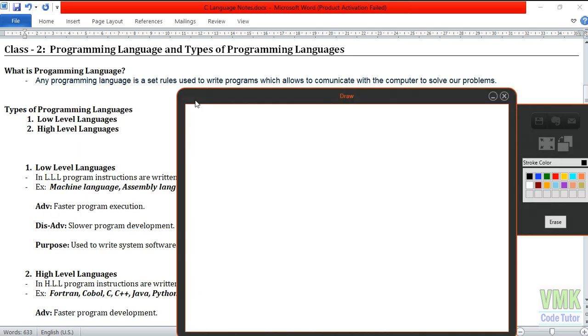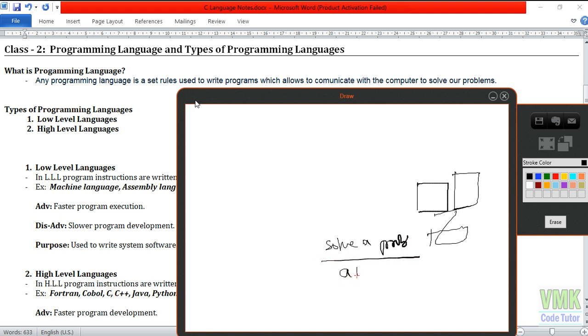Suppose assume that this is a computer. In the computer we want to solve a problem. What is the problem that we want to solve? Let us assume that you want to solve (a+b) whole square, or calculate the area of a triangle, or the perimeter of a circle, or the roots of a quadratic equation. Like this you want to solve a problem. To solve a problem, we write a program.